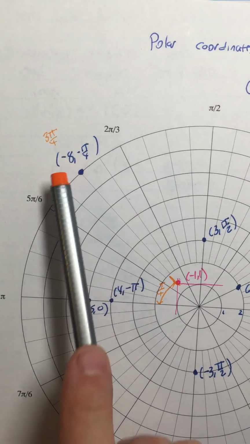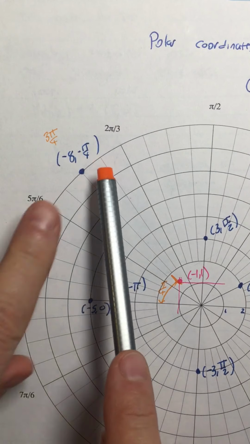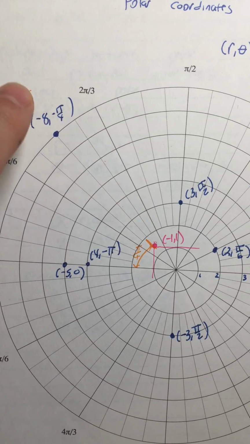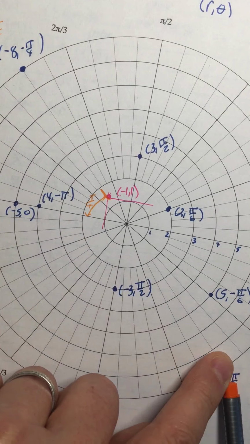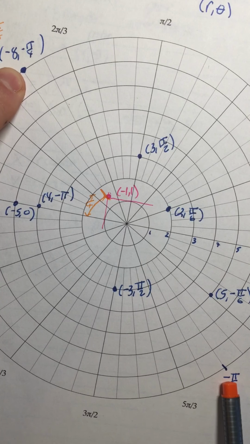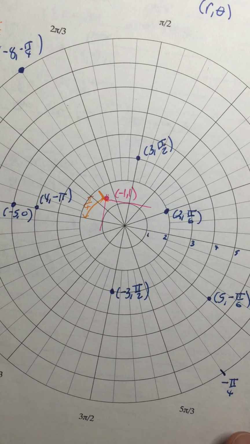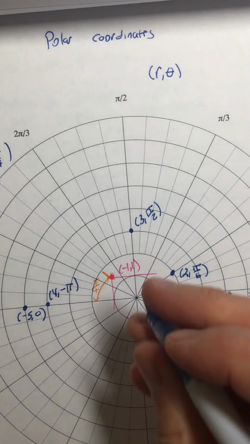Oh, because it was a negative r. I was like, how? But that's not negative pi over 4. It's not, because negative pi over 4 is down here. The only reason that we have negative pi over 4 over here is because the r is negative. So that pushes the point to the diametrically opposed side of the coordinate plane. All right, so hopefully that's sufficiently confusing.